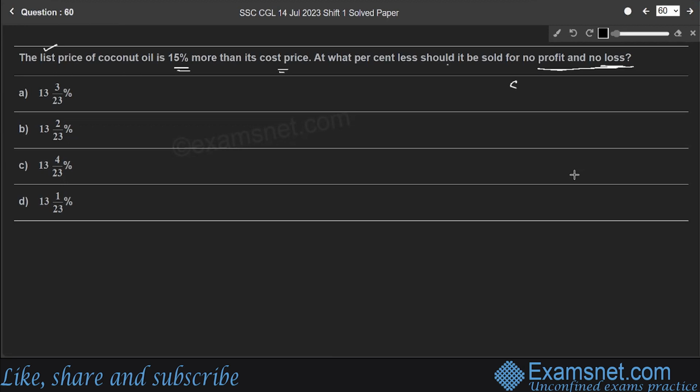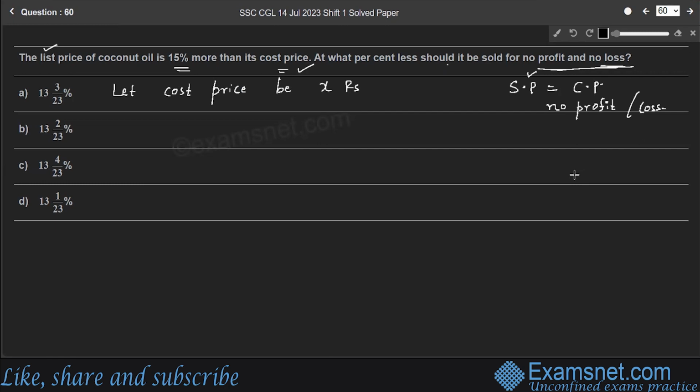So whenever the selling price is equal to the cost price, right? If the selling price of an article is equal to the cost price, there will be no profit or loss, right? So keeping this in our mind, let us go to the solution. Let us consider the cost price of coconut oil to be X rupees.